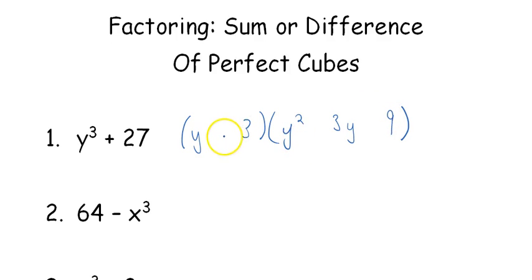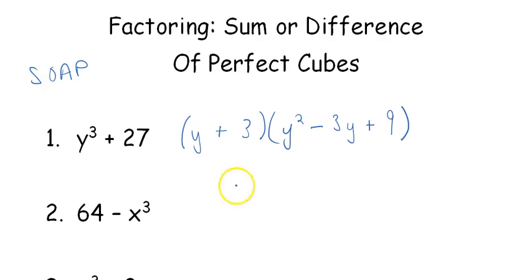The signs, there's a little pattern to them, and some people teach SOAP: same, opposite, always positive. The first one is the same as the problem, the second is the opposite of the problem, and the last one is always positive. So that might be a way to remember those.